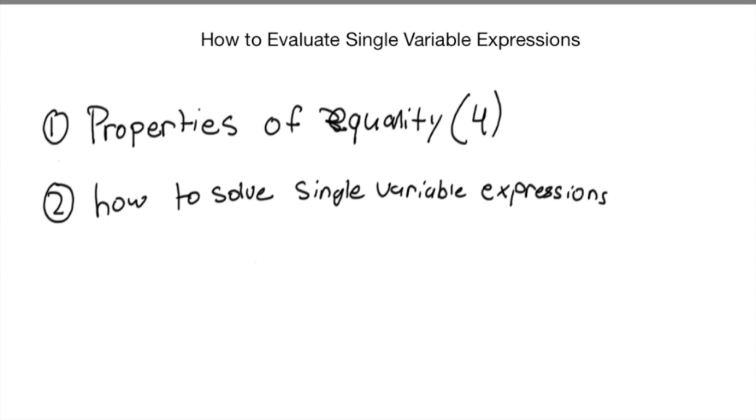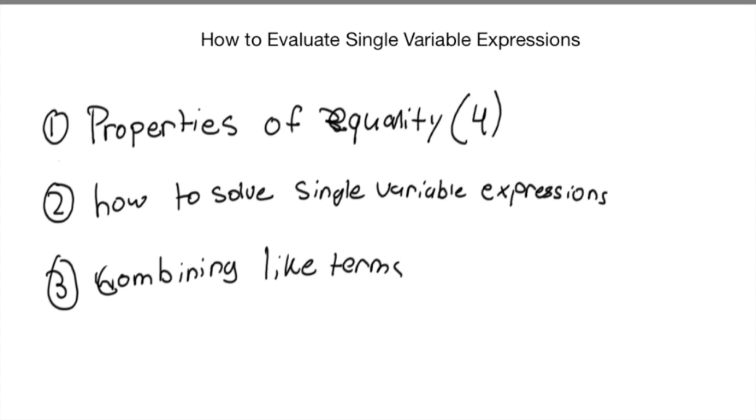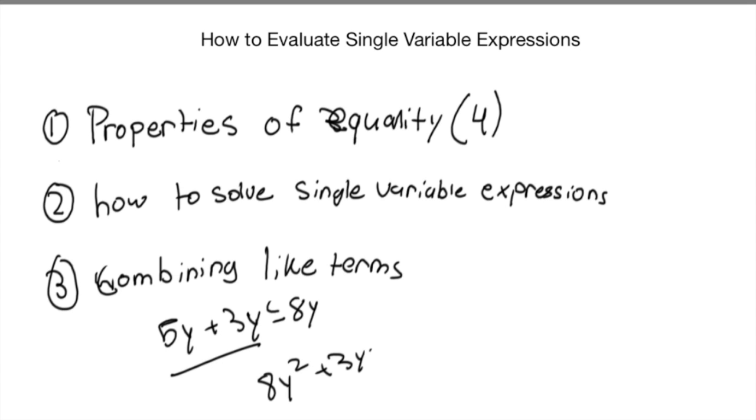And finally, I gave you guys a dose of combining like terms. This is basically when I showed you guys 5y plus 3y can be combined to 8y, but something like 8y squared plus 3y cannot be combined because the variable part is different for both of these.